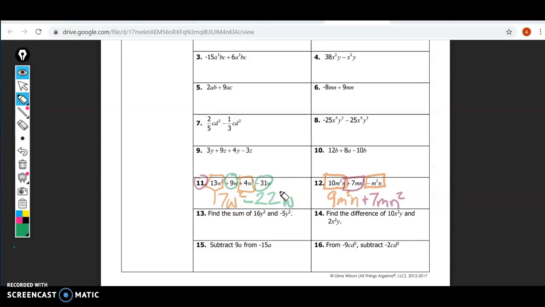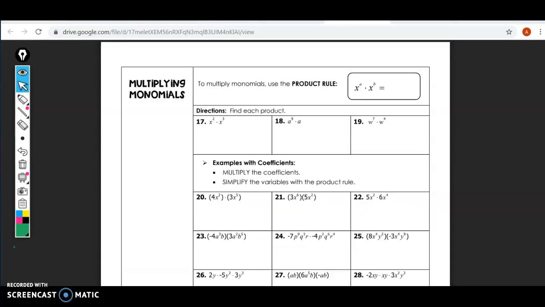Simplest form, you should always write the variable with the highest exponent first, and then your normal variable, and then if you have a constant, write that at the end. So the variable with the highest exponent comes first, and then so on. That is simplest form. Now, multiplying monomials using the product rule.